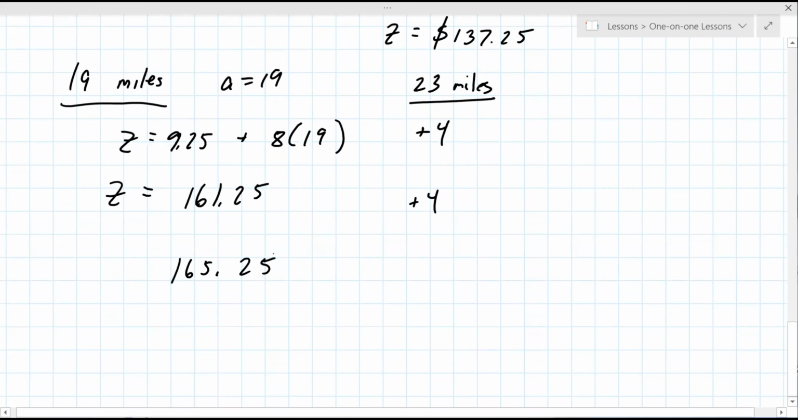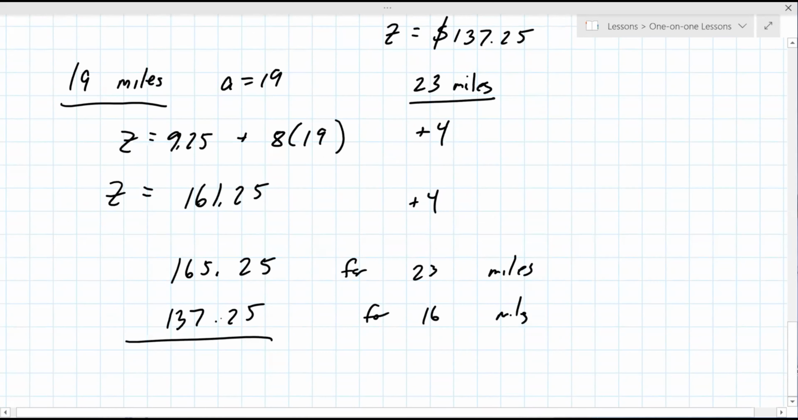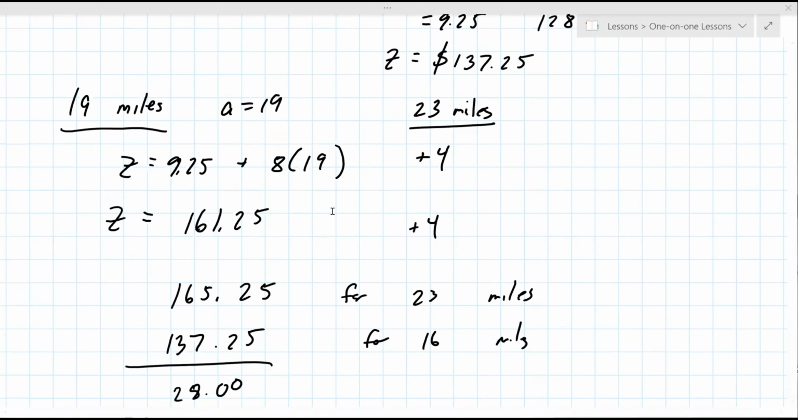Yeah. So it's 165.25 for 23 miles, and it's 137.25 for 16 miles. So you have to subtract them. That looks awkward, but it is just a whole number. It looks like it's $28, which is letter B.